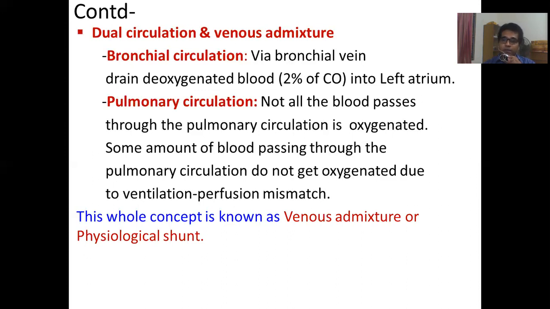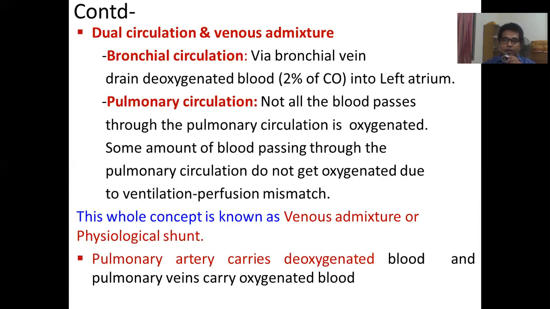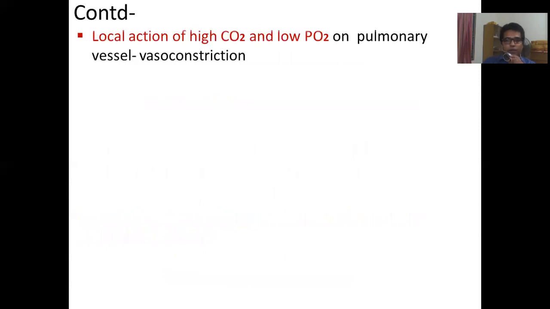Okay. Now, the next point, you know, in the systemic circulation, the arterial system contains oxygenated blood and the venous system contains deoxygenated blood. But here in the pulmonary circulation, you will observe that the artery carries deoxygenated blood and the pulmonary vein carries oxygenated blood. And a very, very important peculiarity of pulmonary circulation is hypoxic vasoconstriction.